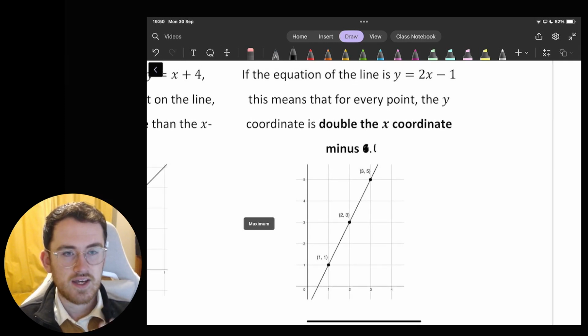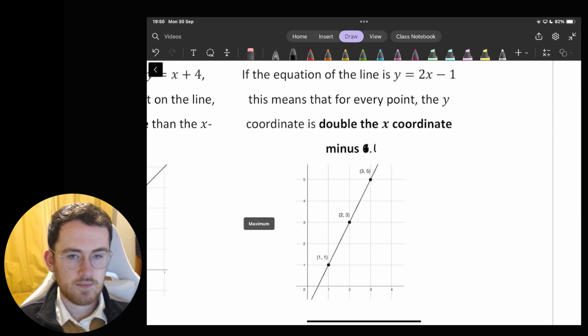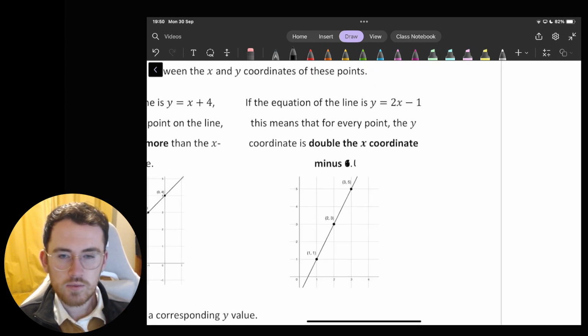If I have 3, 5, double it, I get 6, take away 1, I get my 5, and it matches up there. So each point we can see on the line does have an x coordinate and a y coordinate, obviously, and they are following the same pattern. Okay, for the points to be on the line, they have to follow that same pattern.